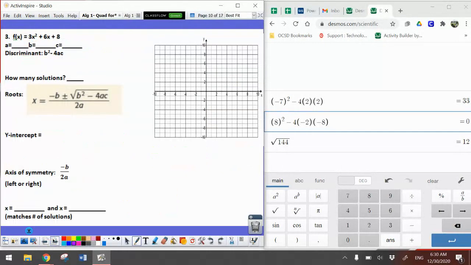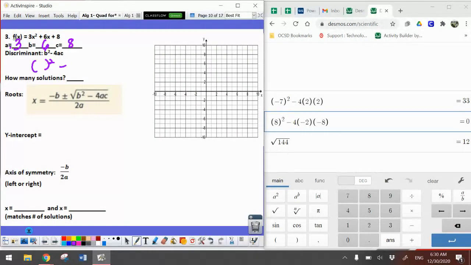Okay, let's look at this one. So this one we're going to throw in a couple other things to be able to graph it. And we'll see more of these formulas as we move forward in our lessons this week. But this will help us actually sketch the graph. So A is 3, B is 6, and C is 8.